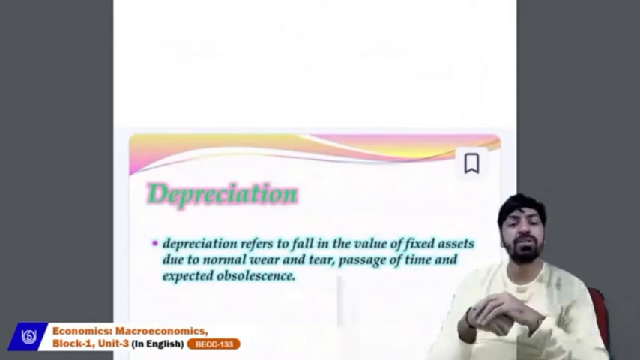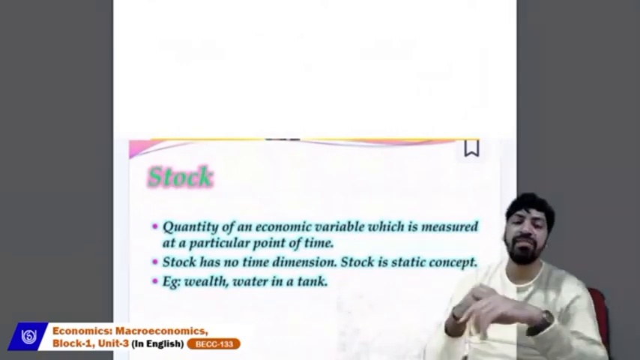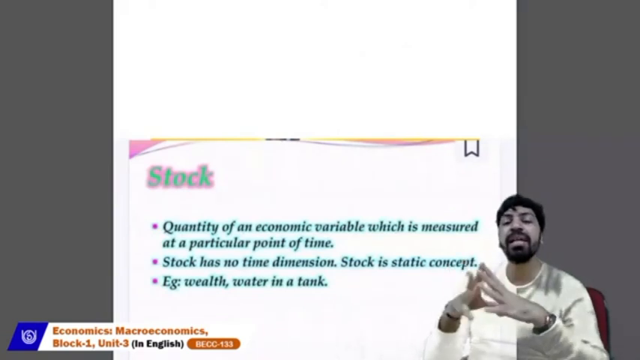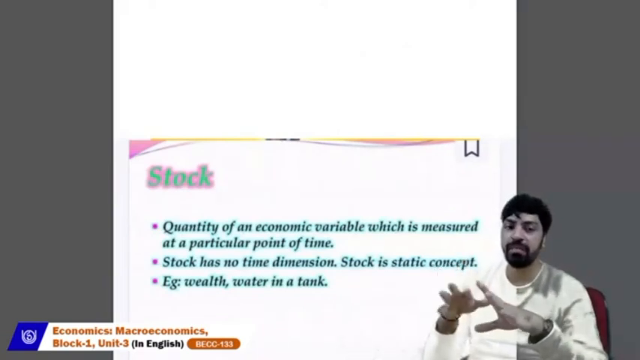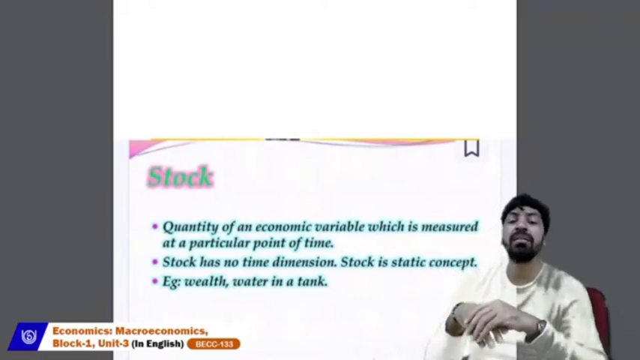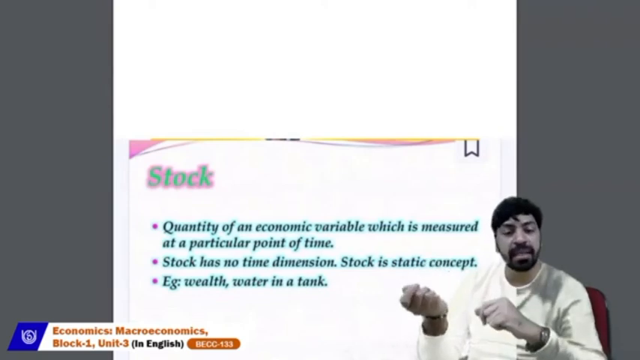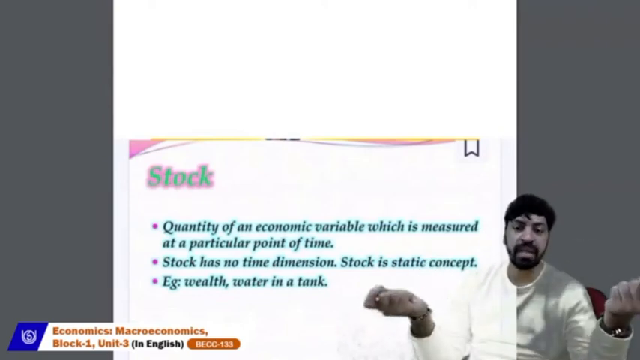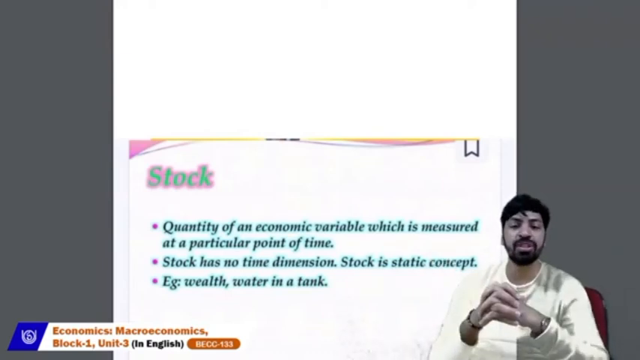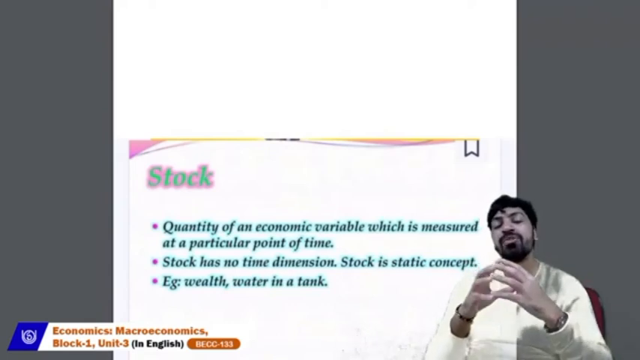The next one is stock. Stock refers to a quantity of an economic variable which is measured at a particular point of time. Stock could be wealth, water in a tank, or raindrops in a particular basket. Stock has no time dimension, and that is the main reason stock is a measurable variable.